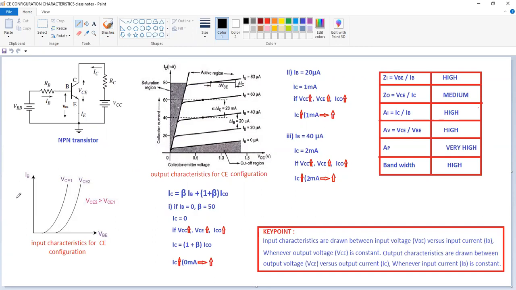These characteristics are your common emitter configuration input characteristics. Here, input characteristics are drawn between the input voltage VBE versus input current IB, whenever the output voltage VCE is constant.